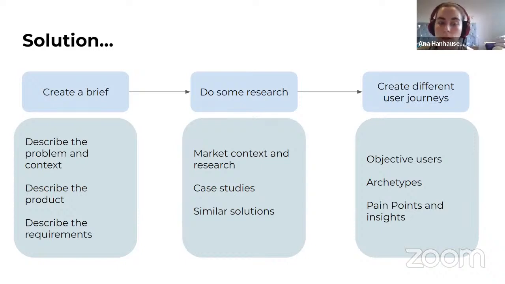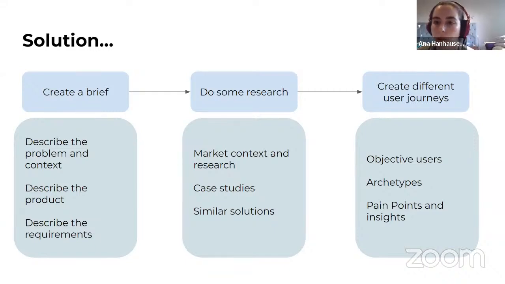Then we have to start doing some research. We have to think about the market context and the market research. For example, socioeconomic or different developmental facts about where we're trying to solve the problem are really helpful. We need to think about case studies, look at other solutions that would be, in technical terms, the competition of the solution we are trying to create, and think about how this new solution will solve some of the problems that the competition is not solving.